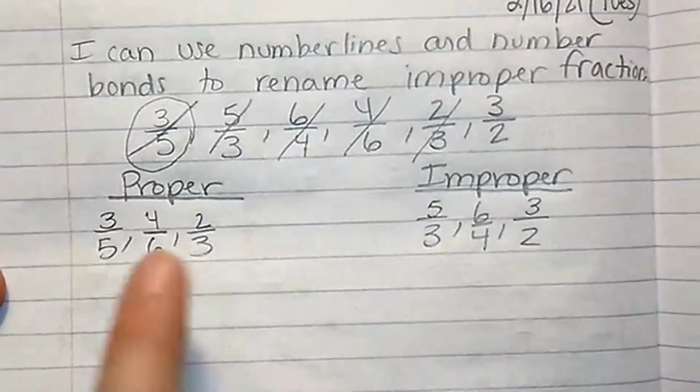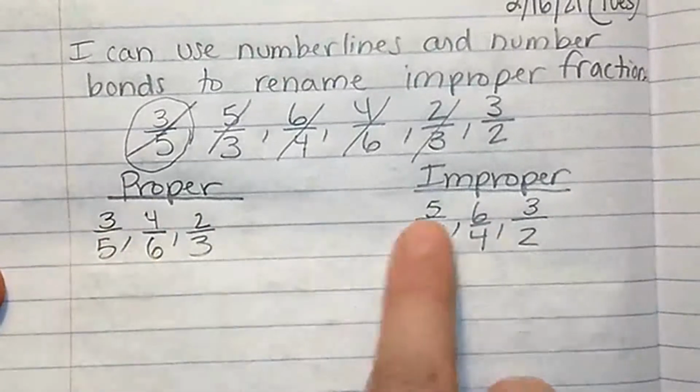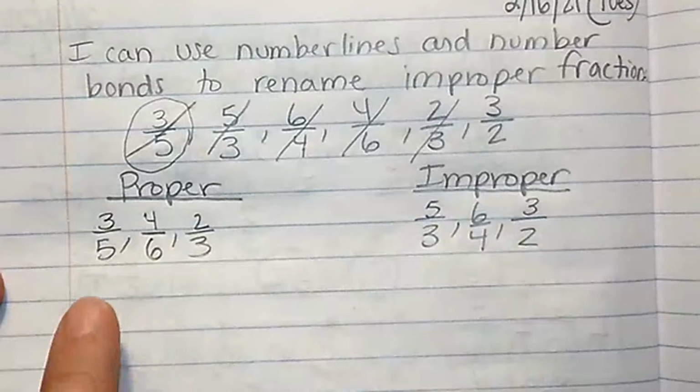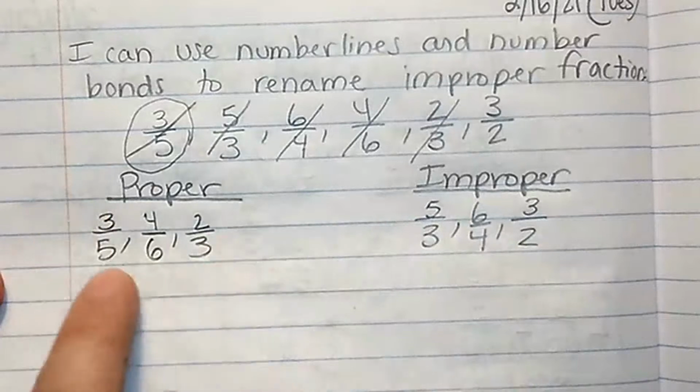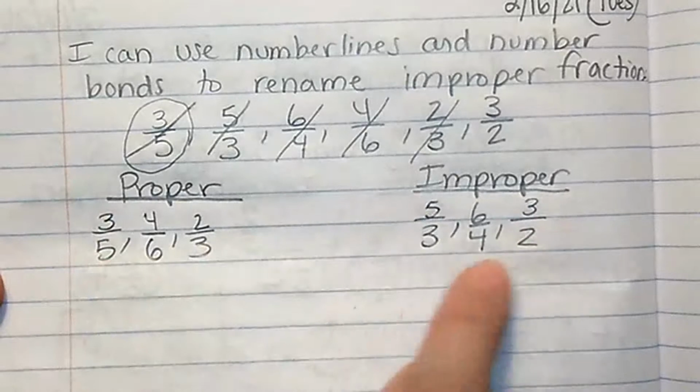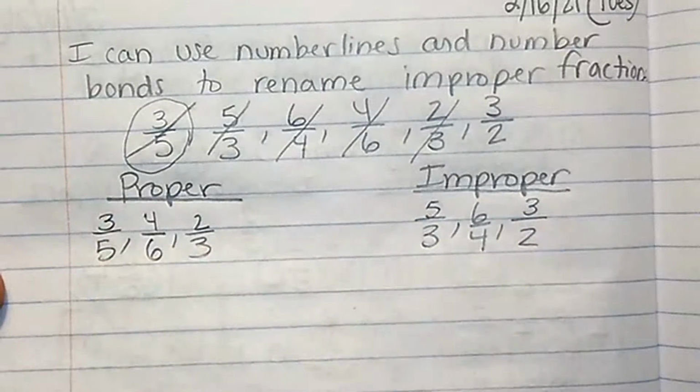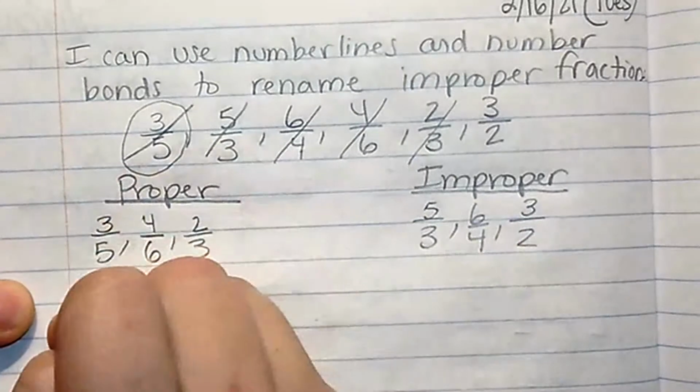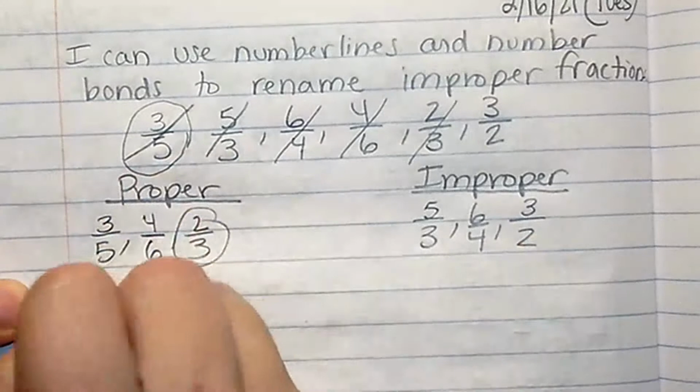So what is the difference between a proper fraction and an improper fraction? We know that proper fractions just look right. They look like normal fractions. And we know that improper fractions, something about them doesn't look right. Well, if I draw a picture, I'm going to pick 2/3 here.